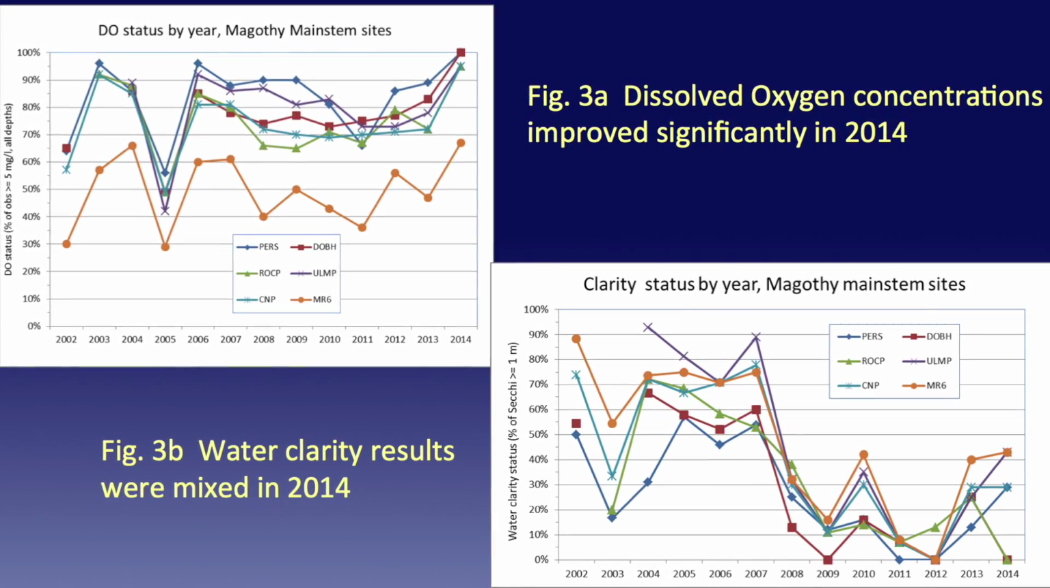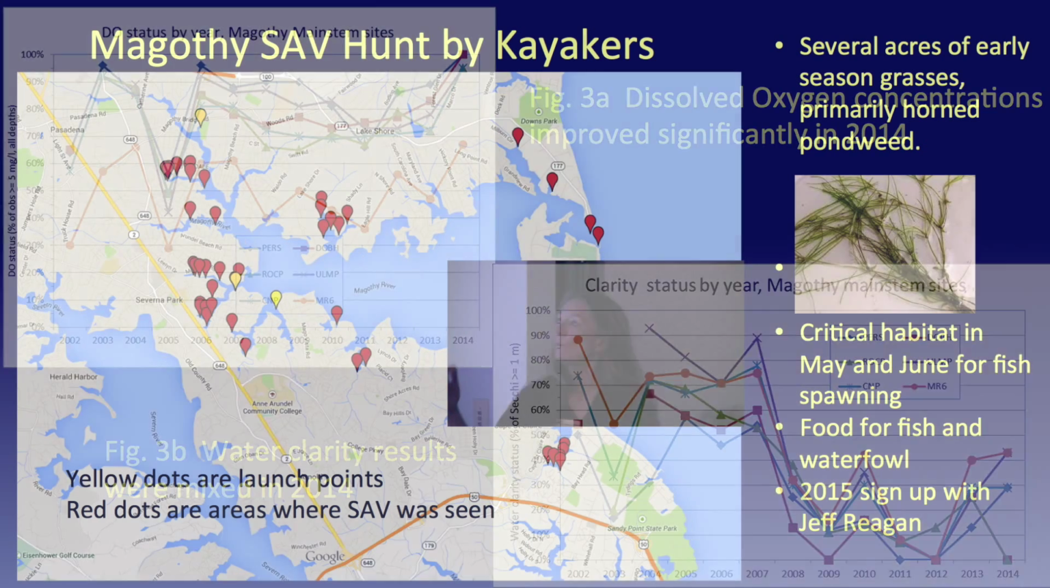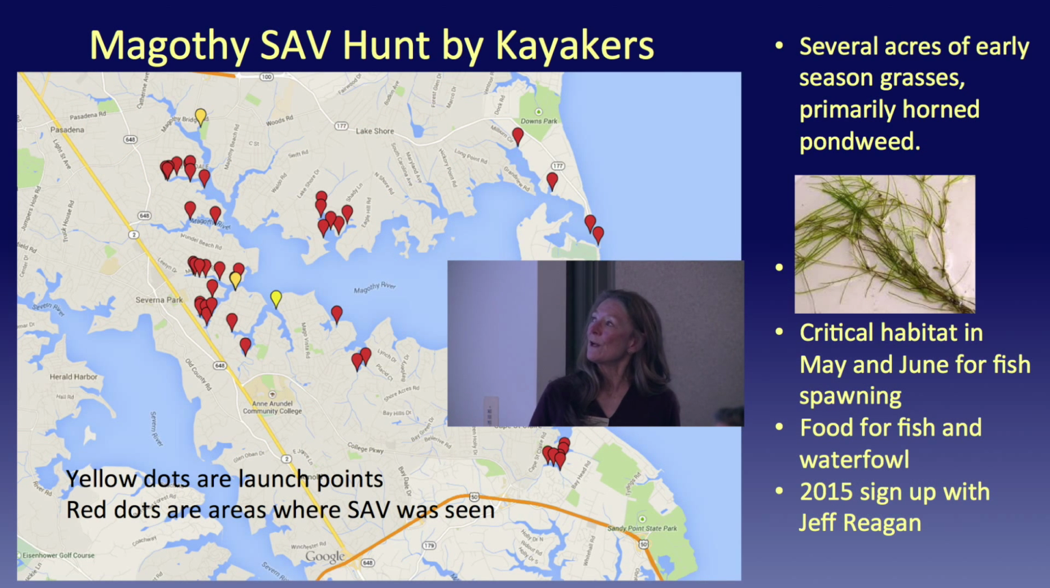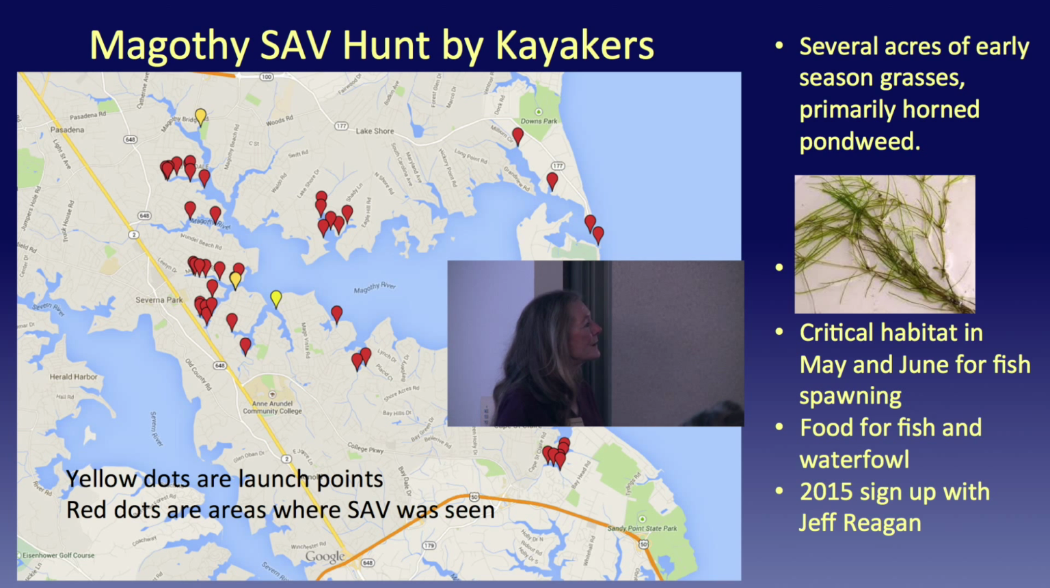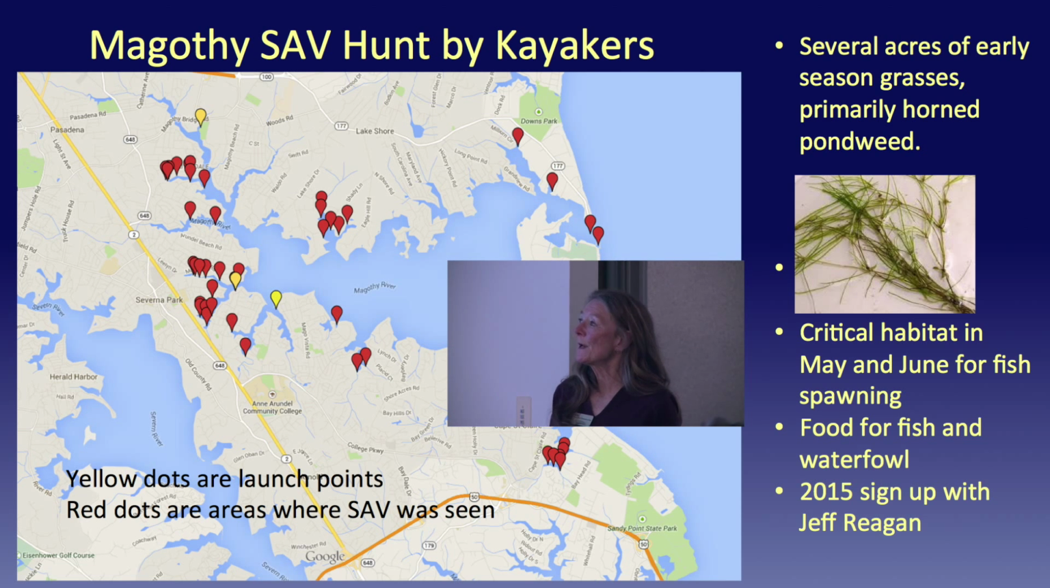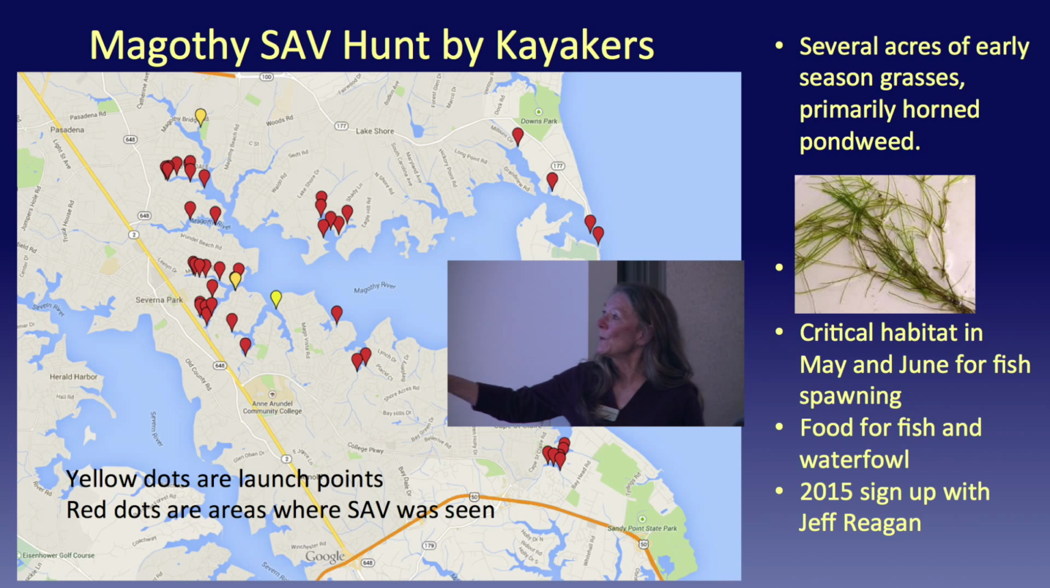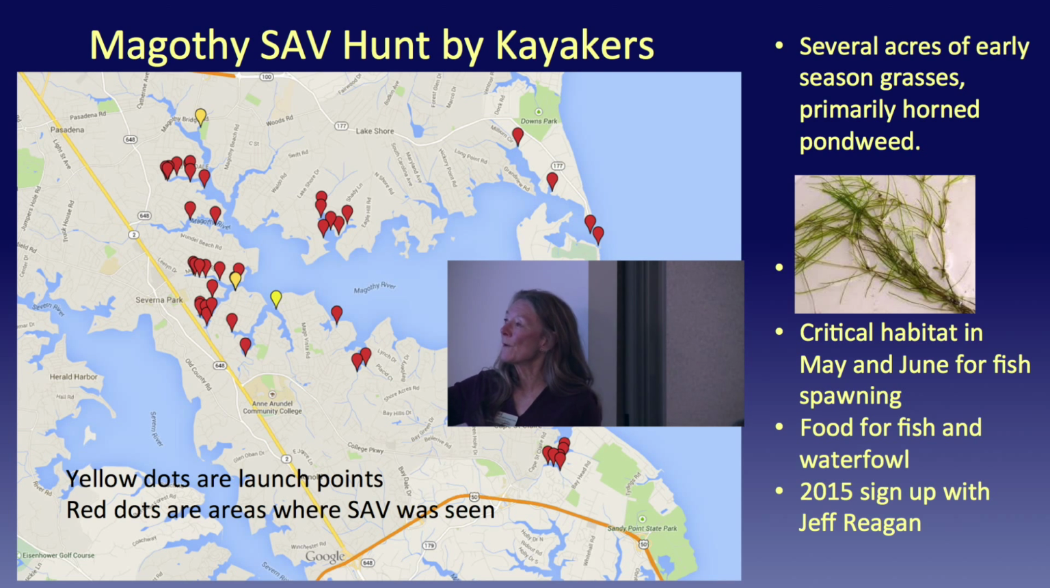But we also have some other things going on that we wanted to talk to you about, and one of them that we started this year, 2014, because we had the poor SAV reports from the VIMS, from the aerial surveys, we said, you know, we know there's SAV in the creeks. We've seen it. We've all seen it. Those of us who are out in the creeks, we know it's there, at least early season SAV, the horned pondweed primarily. So we got a program going, and Jeff Reagan agreed to coordinate this program.